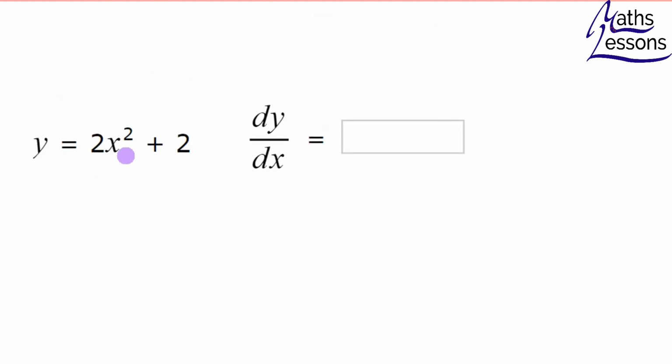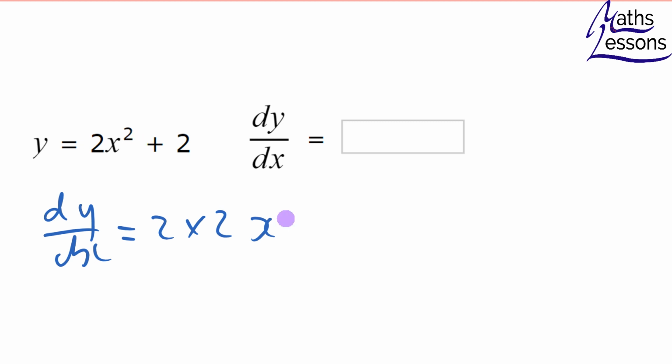On this one, let's do times by the power, take 1 off the power. So dy by dx equals 2 times 2 times x, take 1 off the power, gives me 1. Remember, numbers added or taken away do not change the gradient, so that does not come into our gradient function. So we're just left with 4x.